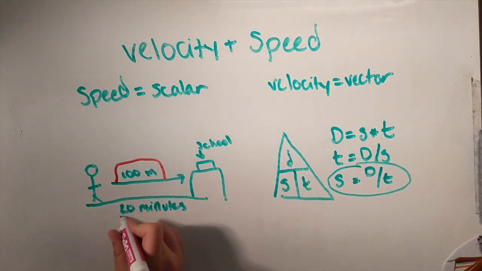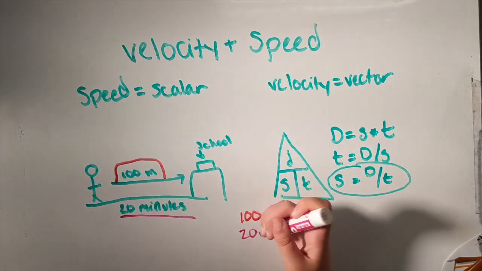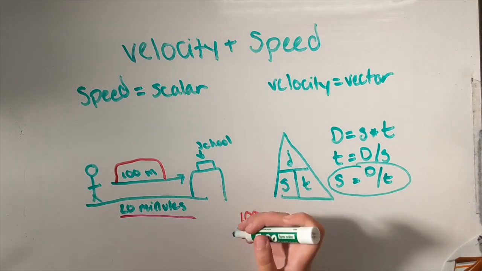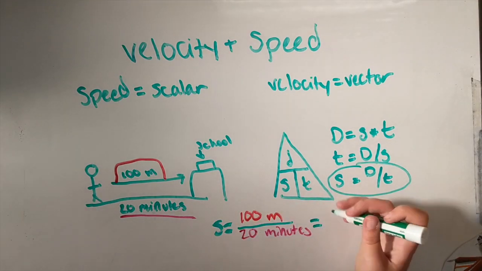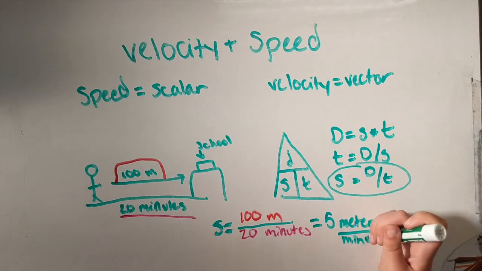So our distance is 100 meters and our time is 20 minutes. So you're going to do 100 meters divided by 20 minutes. This means that the speed is 5 meters per minute, which just means you walk 5 meters in 1 minute.